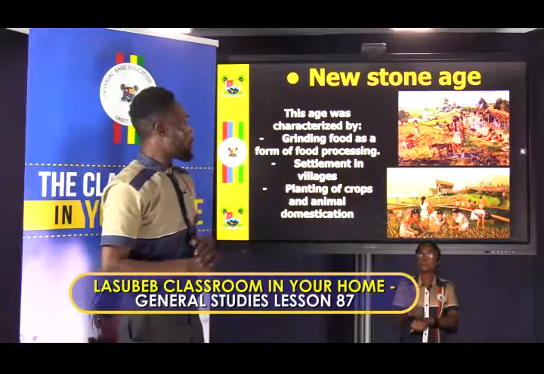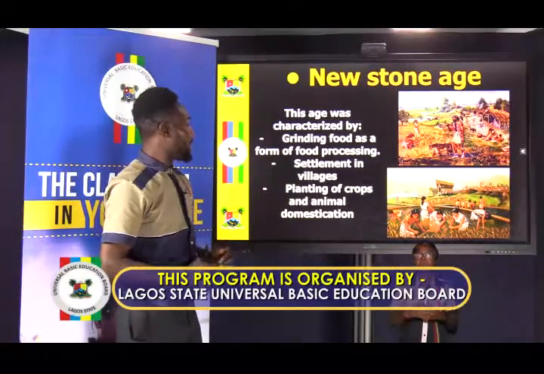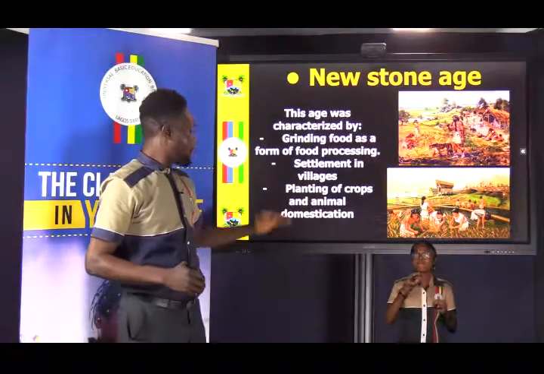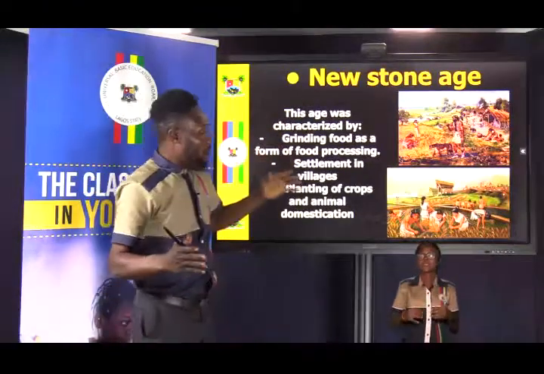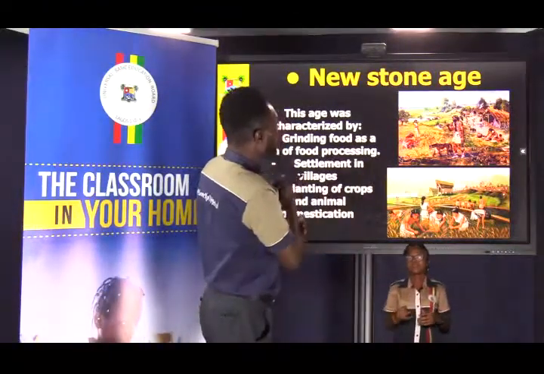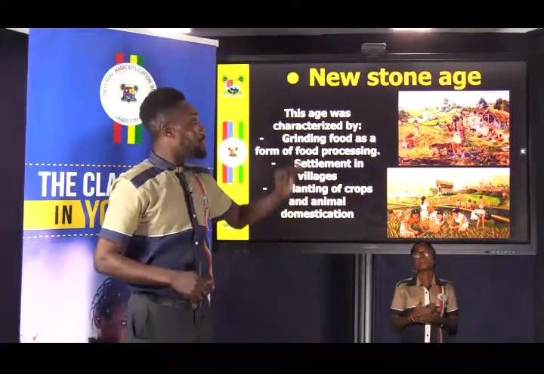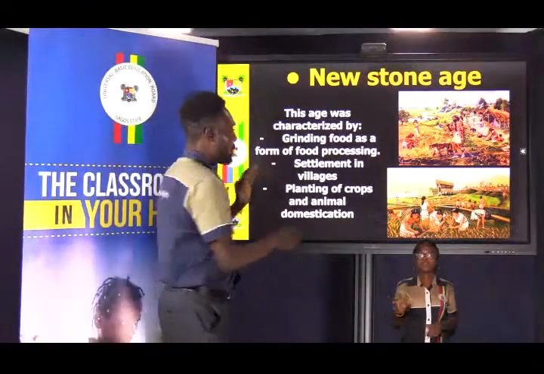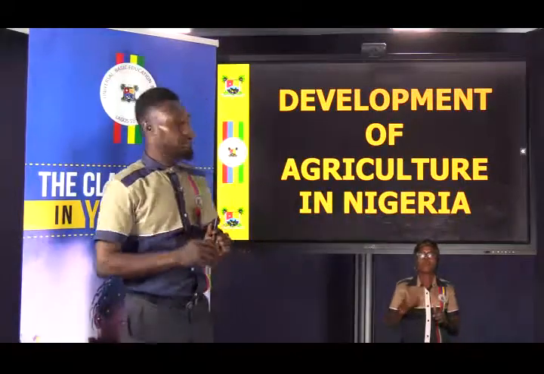This age was characterized by grinding food as a form of food processing, settlement in villages, planting of crops and animal domestication. This is the stage where most of us can now see our agriculture. And all these we have discussed, the Old Stone Age, the Dark Age, New Stone Age, are the eras of historical development of agriculture in the world. So now let's look at development of agriculture in Nigeria.